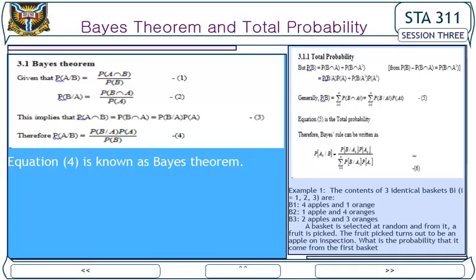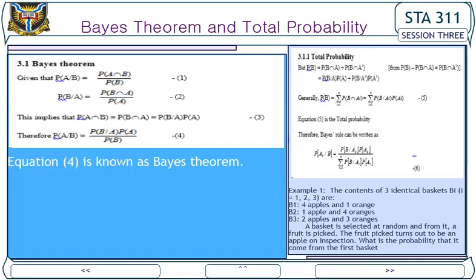Bayes' theorem. Given that P(A|B) is equal to P(A∩B) over P(B), equation 1, and P(B|A) is equal to P(B∩A) over P(A), equation 2. This implies that P(A∩B) is equal to P(B∩A), which is equal to P(B|A)P(A), equation 3. Therefore, P(A|B) is equal to P(B|A)P(A) over P(B), equation 4. Equation 4 is known as Bayes' theorem.